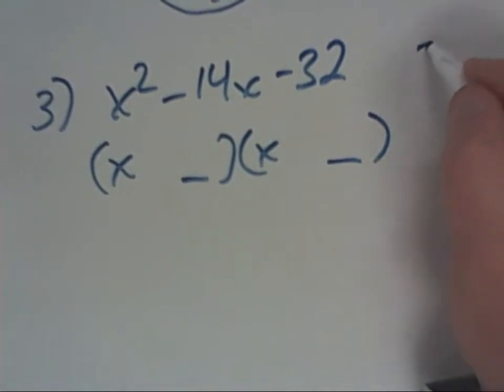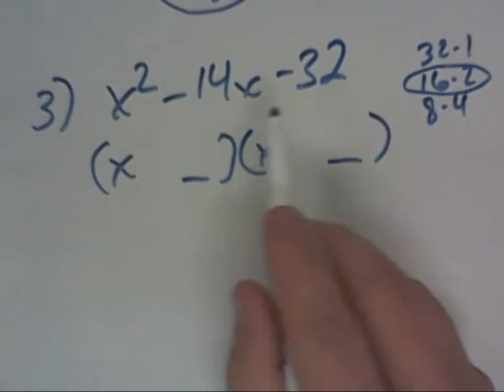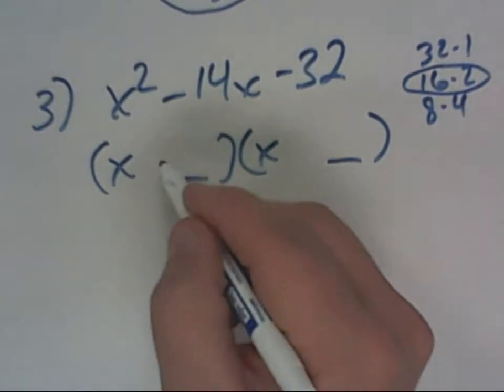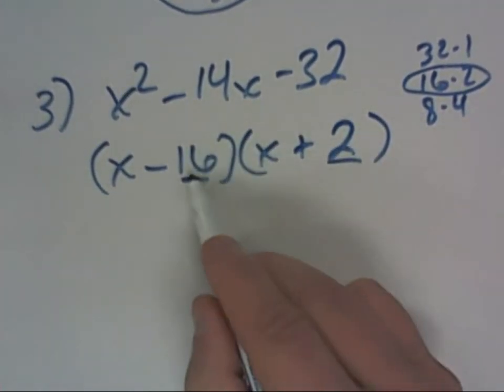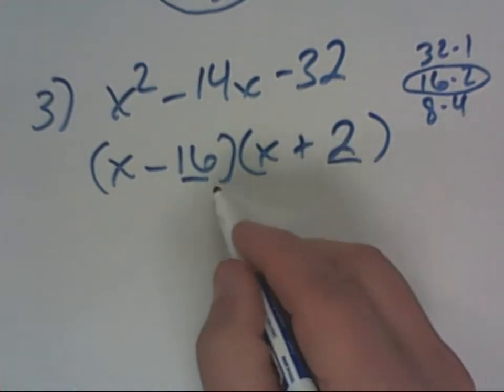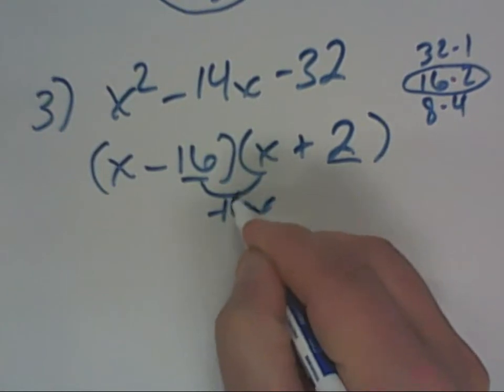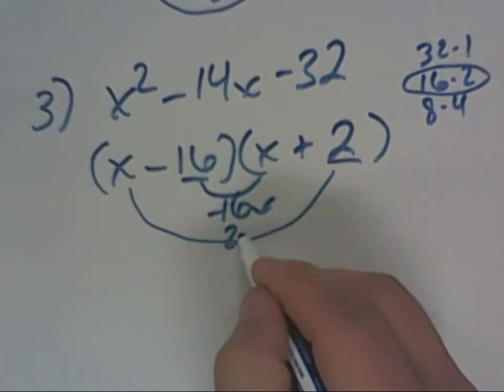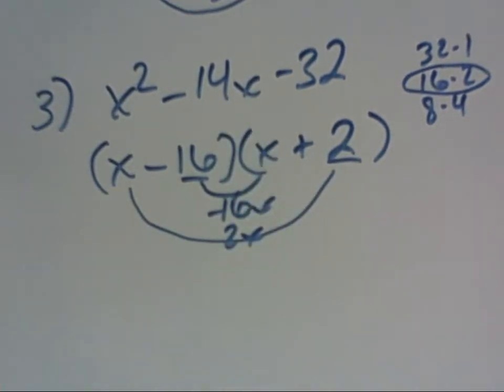So I can try things like 32 times 1, although that's not going to give me 14. I could try 16 times 2. I could try 8 times 4. So 16 and 2 looks like it could give me a negative 14 as long as the 16 is negative and the 2 is positive. I know that negative 16 times positive 2 is negative 32. If I check my inside terms, that's negative 16x. If I check my outside terms, that's 2x. And negative 16x plus 2x does give me negative 14x.